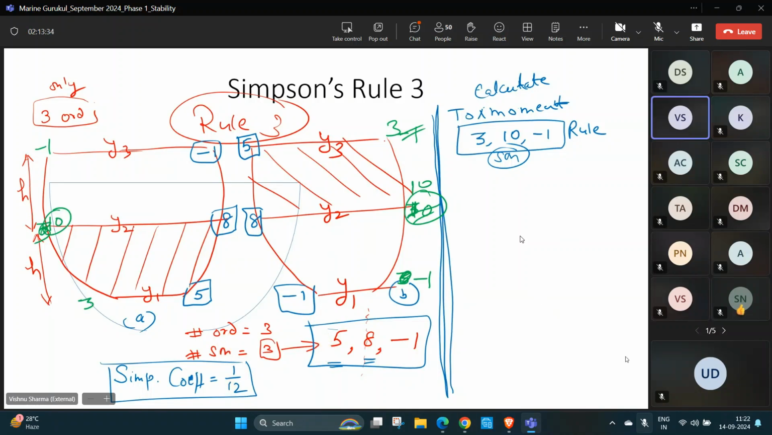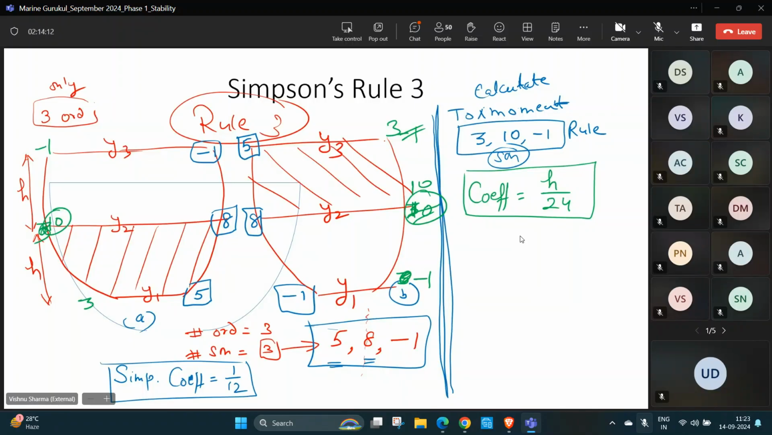Now, what will be the coefficient for 3, 10, minus 1? We don't call it a Simpson's coefficient, but it is the coefficient for this. It is h by 24. Coefficient is h by 24. So the final step will be coefficient into common interval. In some books you may find h square by 24 written straight. When you put coefficient h by 24 into common interval h, that becomes h square by 24, right guys? Yes or no?